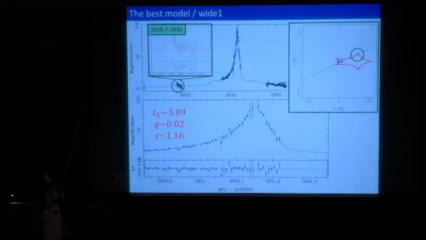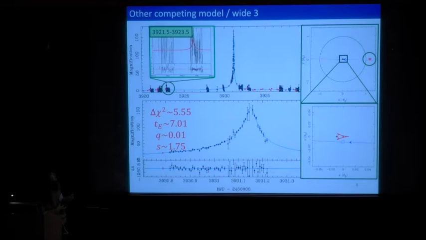Here is the light curve and caustic of the best model, the wide one model. Here is a bump due to the caustic crossing. The event time scale in this model is about 4 days. It is a short time scale event. The mass ratio is about 10 to the minus 2, and the separation is about 1.1.